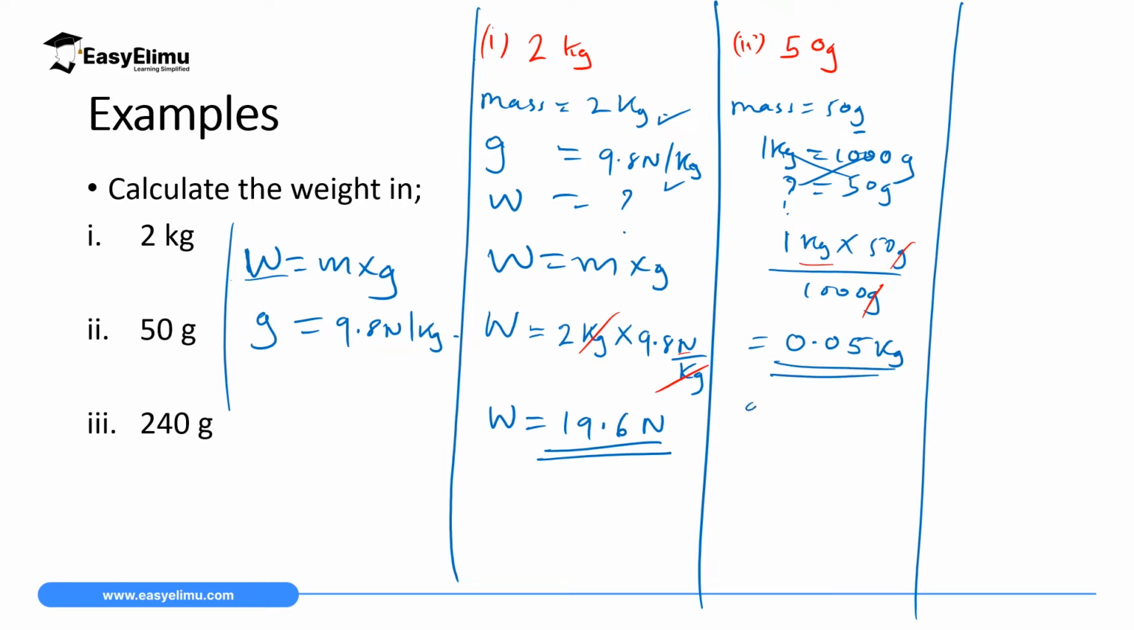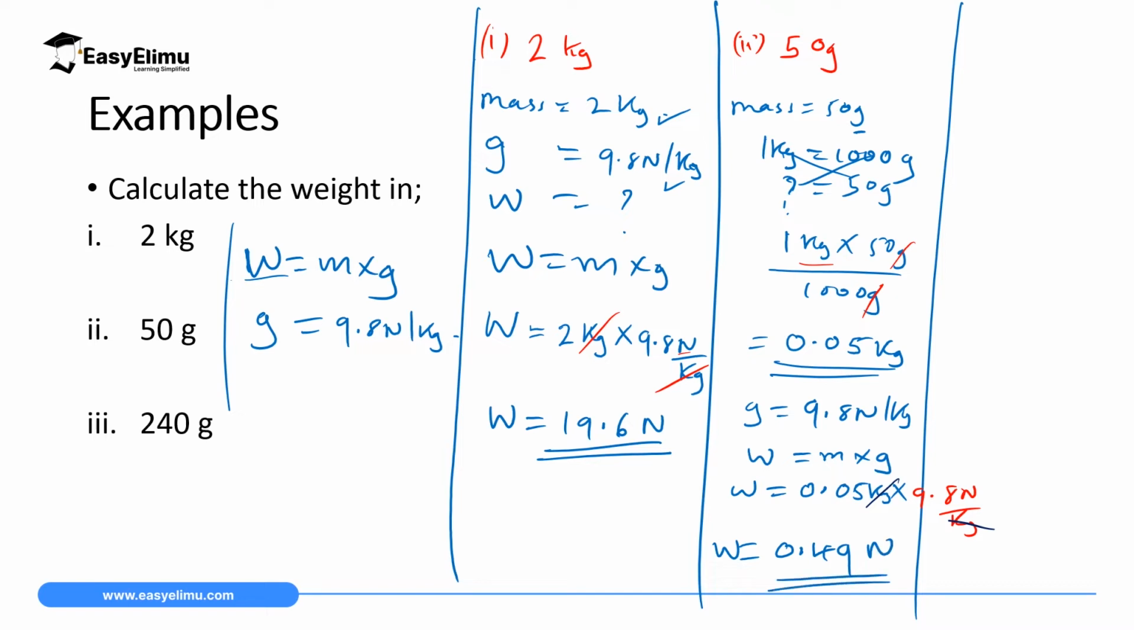So now you have mass in SI unit. Then do you have gravitational field strength? Yes, which is 9.8 newtons per kilogram. Then now weight will be mass times gravitational field strength. In this case, weight is equal to 0.05 kg times 9.8 newtons per kilogram. Now per kilogram will cancel with this kilogram, and then our final answer will remain as weight is equal to 0.49 newtons.